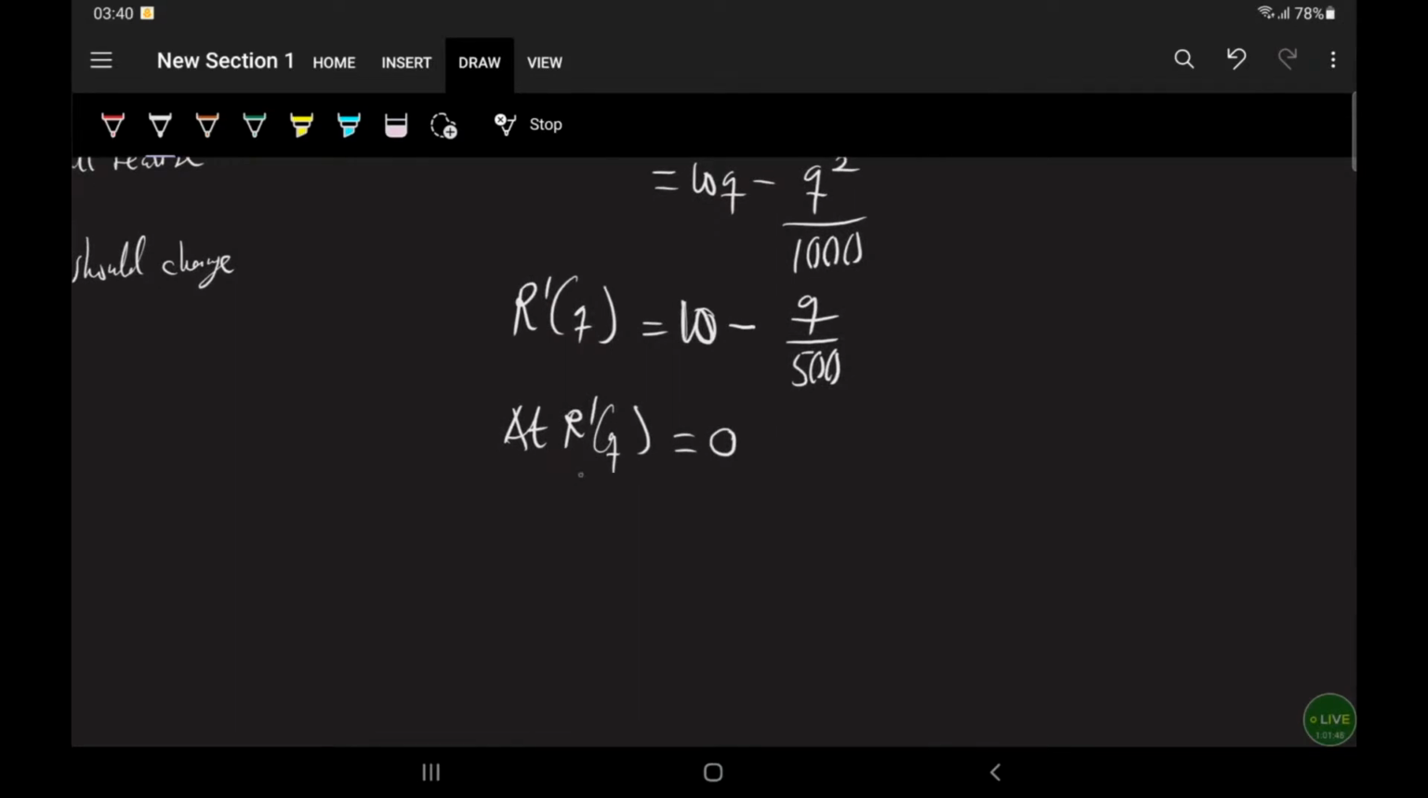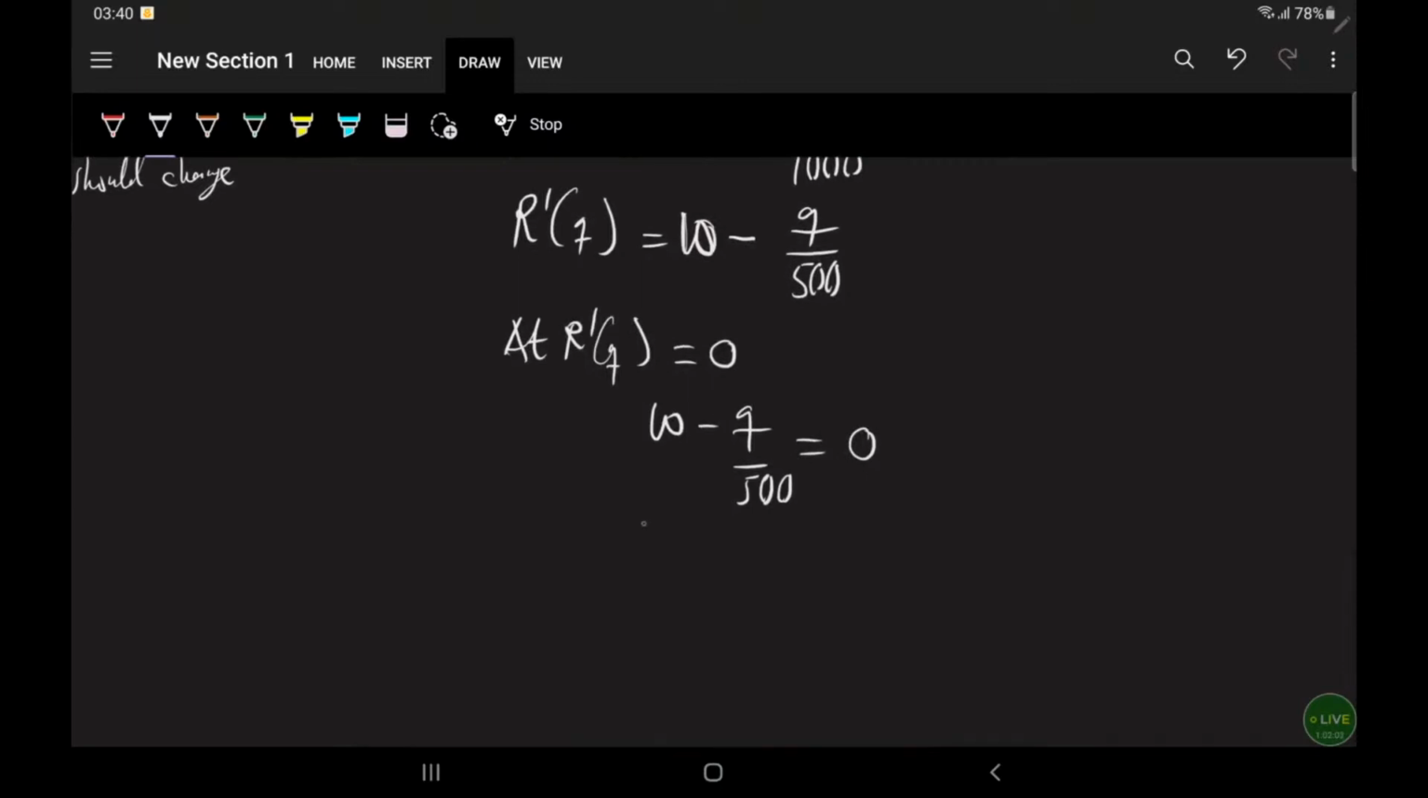So R prime, that's the first derivative of the revenue function, is equal to 0. We can say that 10 minus q over 500 should be equal to 0. I hope that is clear. So it is a matter of making q the subject. I can say that 10 is equal to q over 500. I just brought the negative q over 500 across to join the 0, so it becomes positive q over 500. Then it's just cross multiplication, 500 multiplying 10, q multiplying 1.